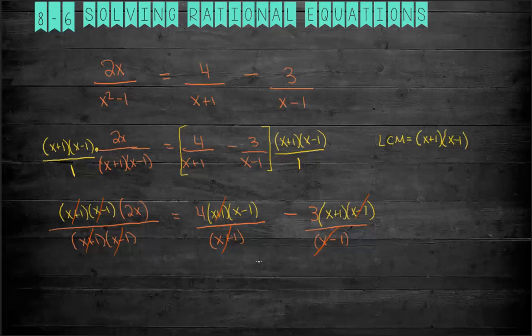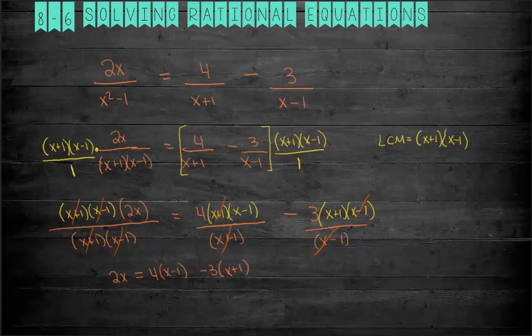Let me rewrite what we have left over after we've done all our canceling. If we multiplied by the correct LCM, we should be left with no denominators, right? I crossed off all the factors in all the denominators. So I'm going to get 2x is equal to 4 times x minus 1 minus 3 times x plus 1.